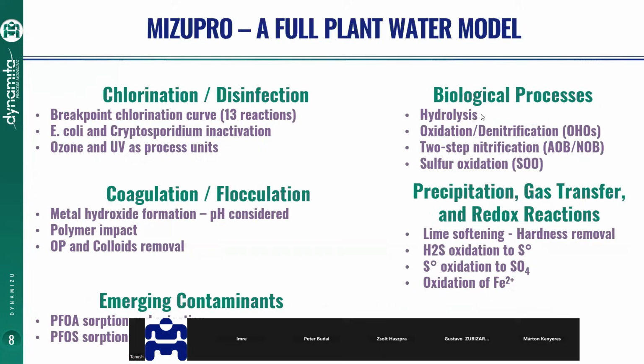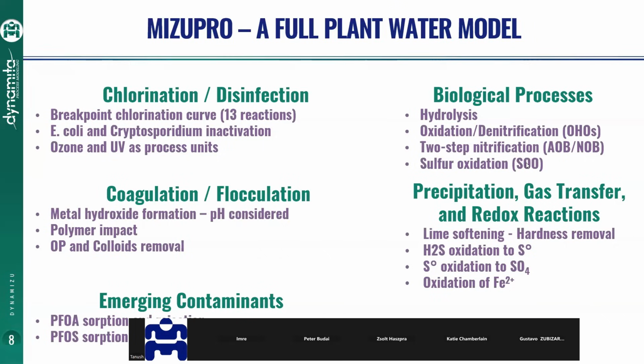The biokinetic model, which we call MIZU Pro, is a full plant water model. In this full plant water model, our focus for the first release has been chlorination and disinfection. You can see that we have included the breakpoint chlorination curve, which in itself includes 13 reactions. We focus on pathogen inactivation. We focus on coagulation and flocculation with polymer addition, with metal hydroxide formation, with pH impact. We look at emerging contaminants such as PFOA and PFOS.